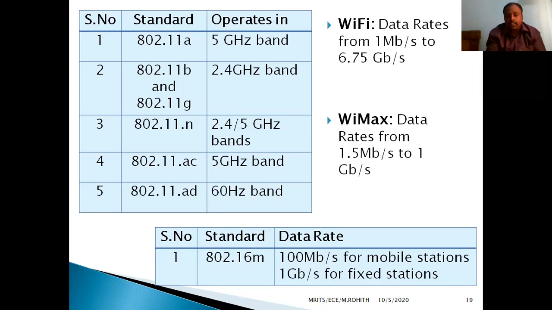Next you can see WiMAX. WiMAX is also one of the protocols where you can get connected to the internet. Its protocol standard is 802.16. As for the data rate, you can see 100 Mbps for mobile stations, and if it is a fixed station, it is about 1 gigabit per second.